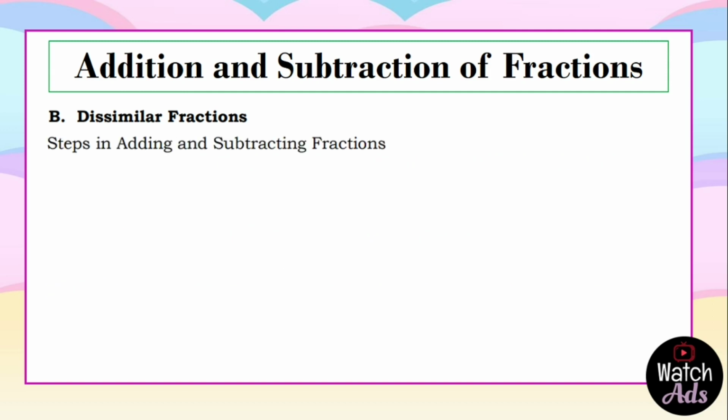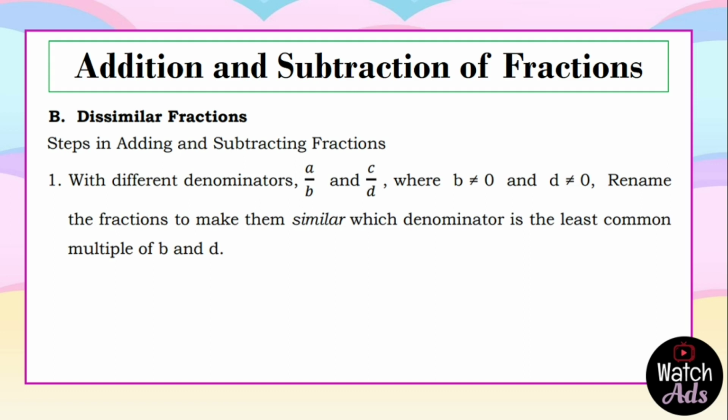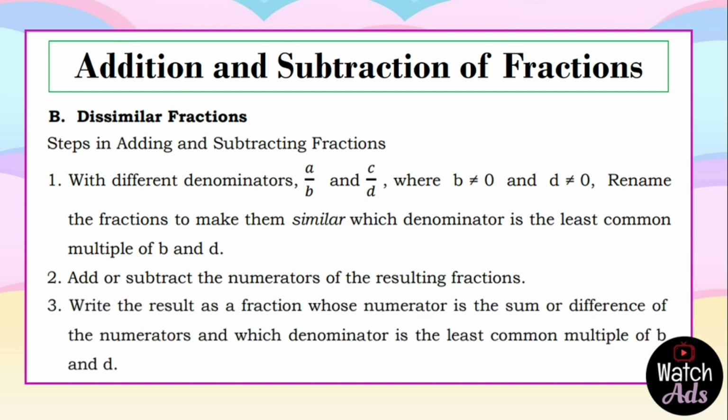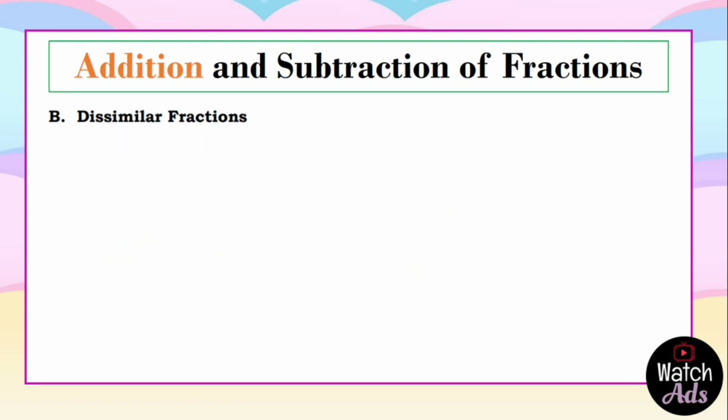The steps in adding and subtracting fractions with different denominators, a over b and c over d, where b is not equal to 0 and d is not equal to 0: rename the fractions to make them similar, whose denominator is the least common multiple of b and d. Next, add or subtract the numerators of the resulting fractions. Then write the result as a fraction whose numerator is the sum or difference of the numerators and whose denominator is the least common multiple of b and d.